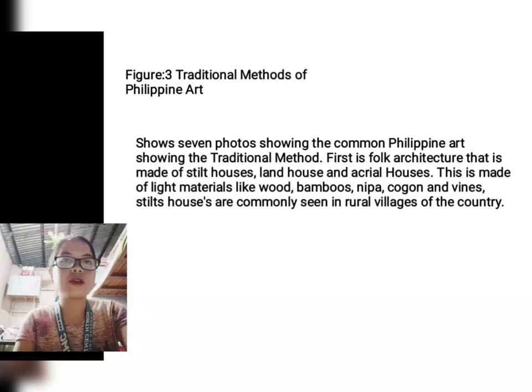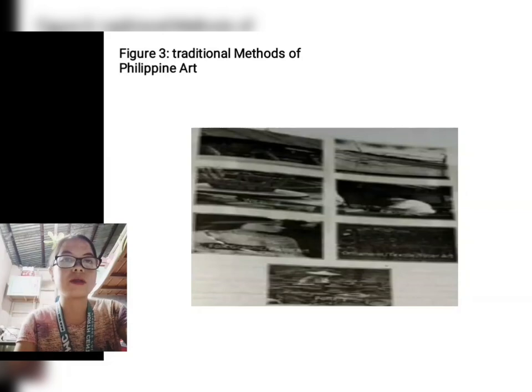So figure 3, Traditional Methods of Philippine Art, shows 7 photos showing the common Philippine art, showing the traditional method. First is folk architecture, that is made of stilt houses, land houses, and aerial houses. This is made of light materials like wood, bamboo, nipa, cogon, and vines. Stilt houses are commonly seen in rural villages of the country. As you can see, this is the traditional method of Philippine art.